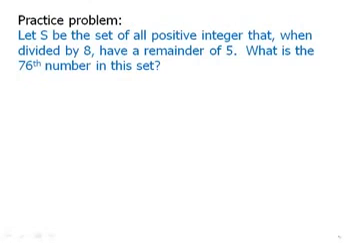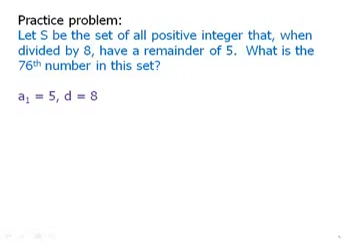Here's another practice problem. Pause the video and then we'll talk about this. Let S be the set of all positive integers that, when divided by 8, have a remainder of 5. What is the 76th number in this set? Well, remember that we said that the remainder, 5, is going to be the first term on the list, because of course the lowest number in this whole set is going to be 5 itself. If we divide 5 by 8, we get a quotient of 0 and a remainder of 5. And then 8 will be the common difference, because we'll be adding 8 each time to get the new numbers.